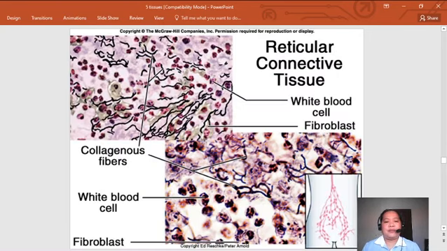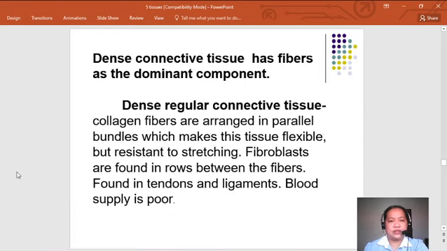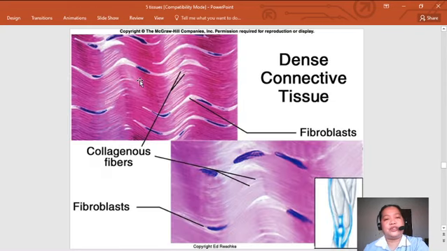So this is an example of the appearance of the reticular connective tissue. Next, we have the dense connective tissue. Dense regular connective tissue consists of collagen fibers arranged in order, with all cells arranged parallel to each other. One good example is the tendon. So tendon is a good example of dense regular connective tissue.